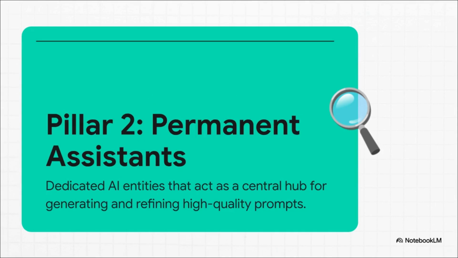Pillar number 2 is creating permanent assistants. Now, this is really cool. Think of these as your own in-house AI experts. For example, you could create an assistant called, say, Prompt Craft Pro. So instead of starting from scratch every time, you just ask it, hey, generate 3 top-tier prompts for writing a B2B marketing email. And boom, it uses all the best practices to give you a perfect starting point every single time.